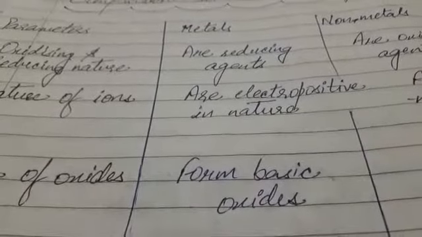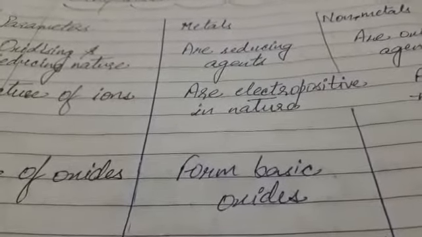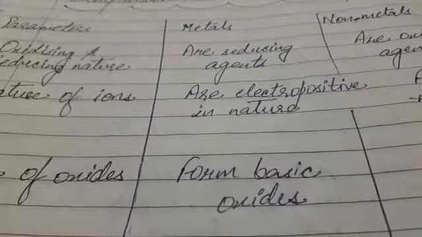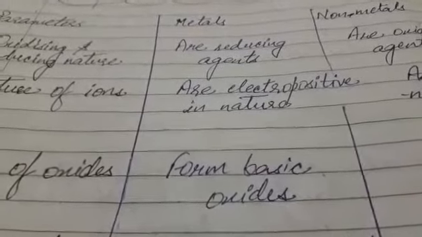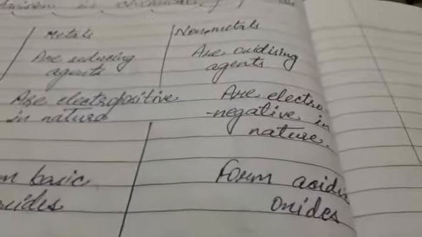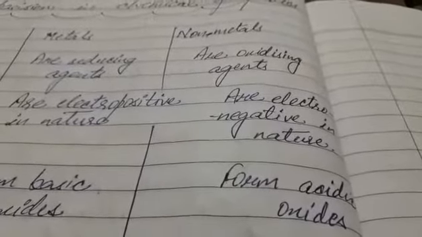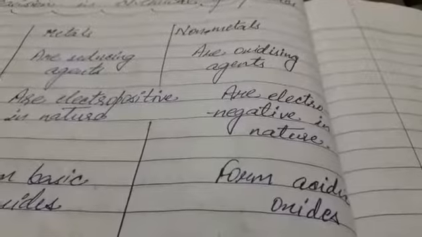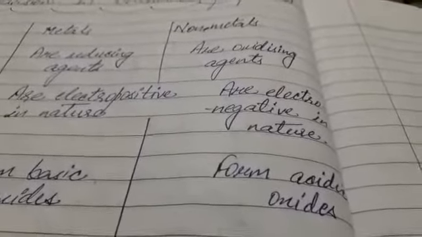If we test metal oxide with litmus paper, the color of litmus paper changes from red to blue, which means it is basic oxide, whereas non-metals form acidic oxide. If we test non-metal oxide with the help of litmus paper, it will turn blue litmus paper to red.